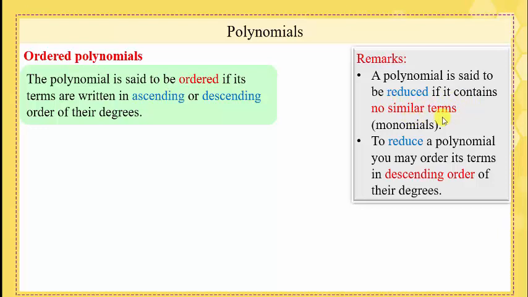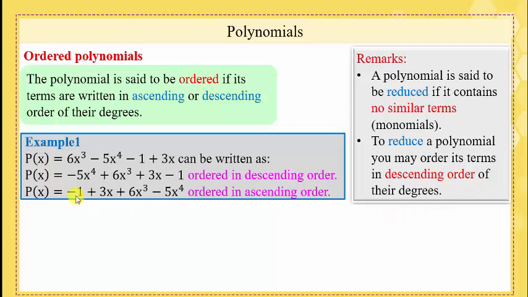That is, to reduce a polynomial is to perform the sum or the difference of its like terms. Also, to reduce a polynomial, you may order its terms in descending order of their degrees. Example: p in x equals 6x cubed minus 5x exponent 4 minus 1 plus 3x can be written as minus 5x exponent 4 plus 6x cubed plus 3x minus 1.